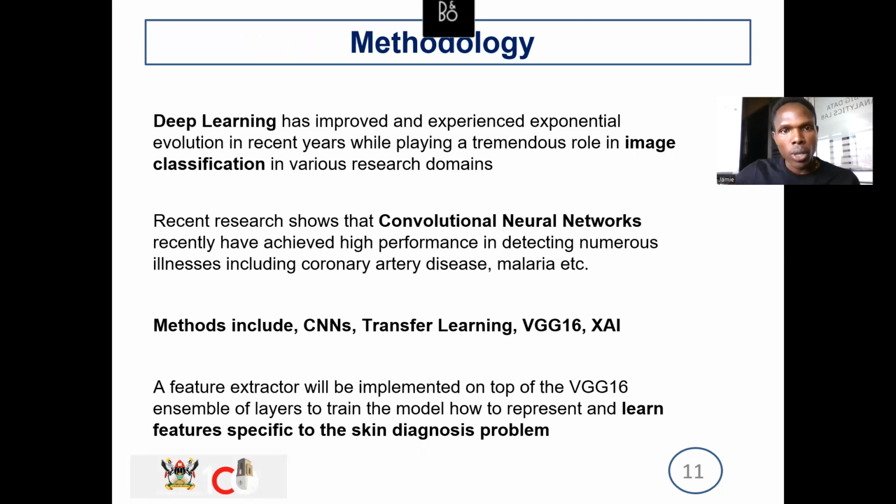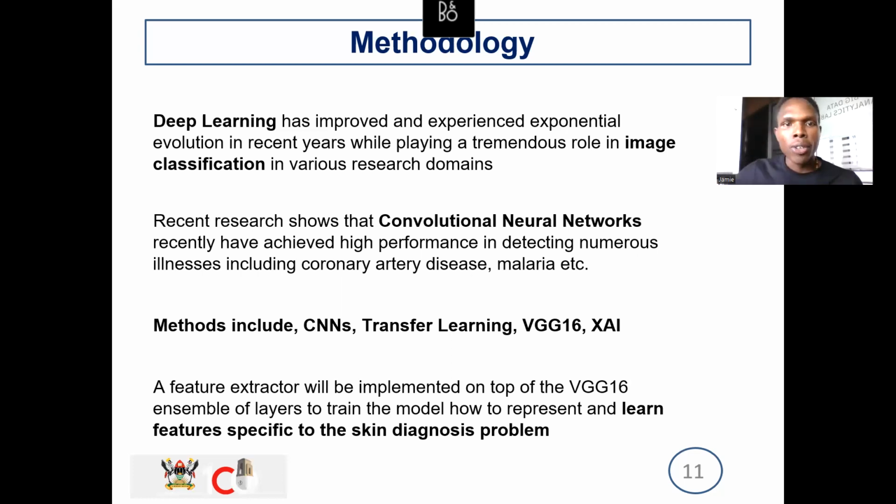So under the tools we're going to use to carry out our research, we're going to employ the concept of deep learning, which is the heart of machine learning. And under deep learning, we're also going to make use of a convolutional neural network, which is a type of network architecture for deep learning that is mostly used for image classification.